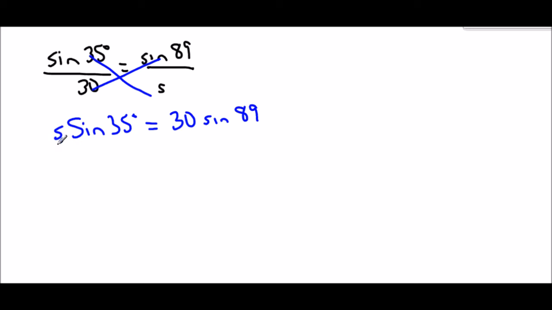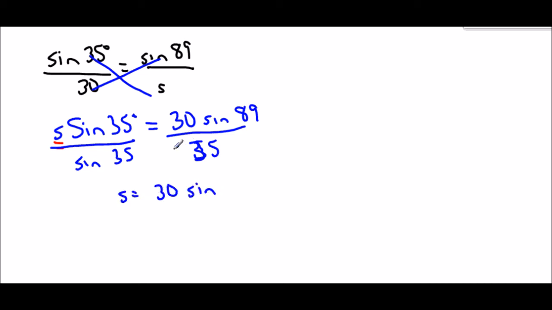And again, my goal is to isolate s. So now, to isolate s, I want to get rid of, through division, the multiplication of sine 35. So on both sides, I'm going to divide by sine 35. And that means, look at that, that side s is equal to 30 times sine 89 divided by sine 35.